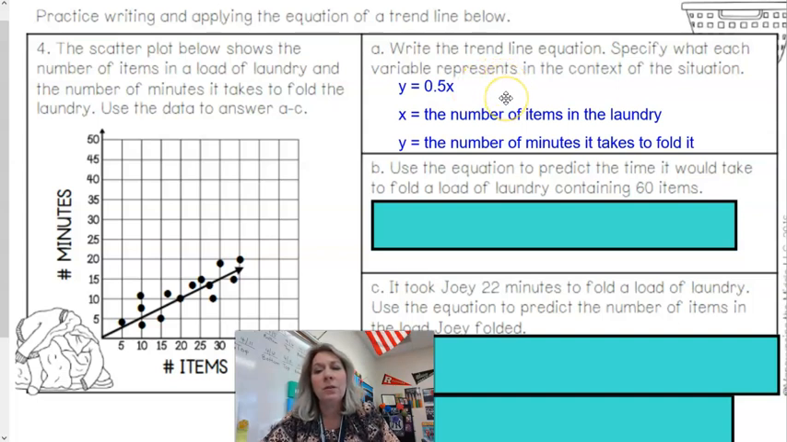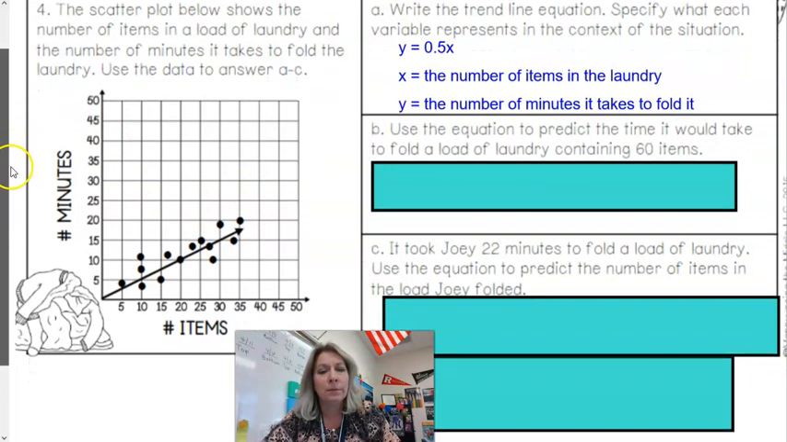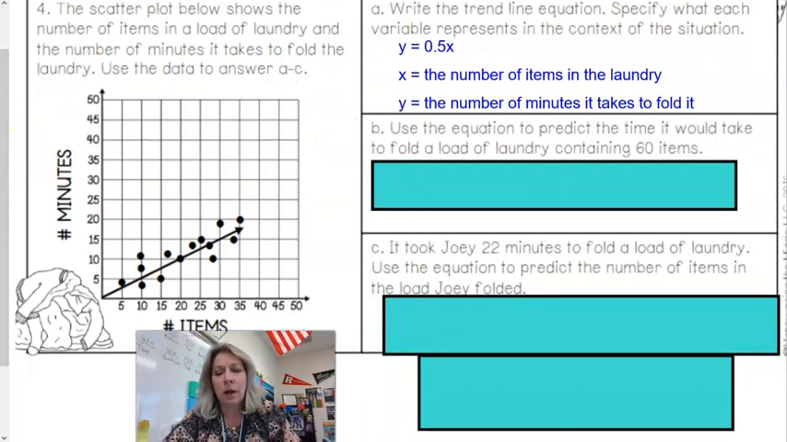So what does each variable represent? X is the number of items in the laundry, and y is the number of minutes it takes to fold it. We could just tell by reading the labels on the axes, right? All right. So now next.